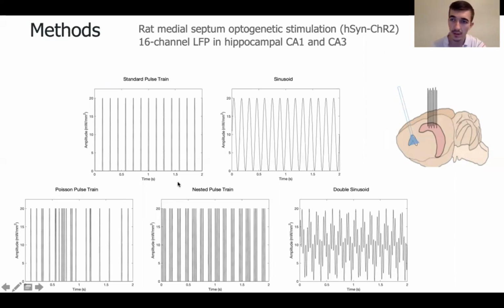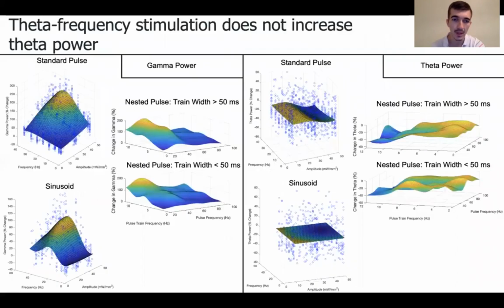frequency. There's the nested pulse train space, which has 2 new stimulation parameters on top of the standard pulse space. There's the width and frequency of trains of pulses, and then there's also the width and frequency of the pulses within each train. Last is the double sinusoid space, which is the combination of 2 different frequency sinusoids.